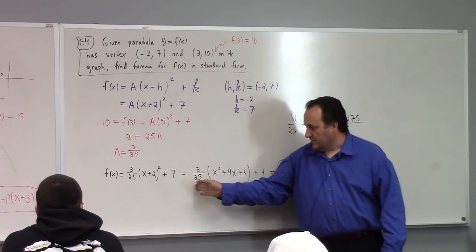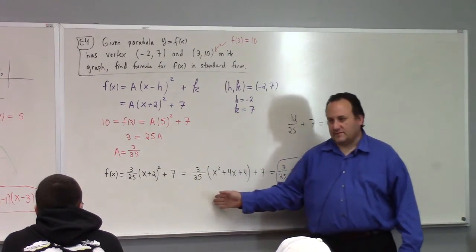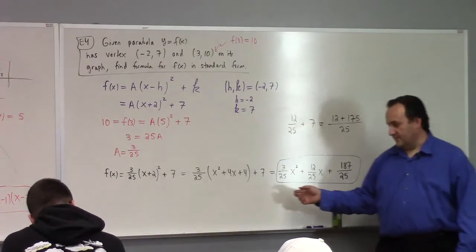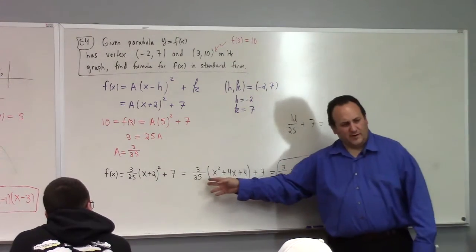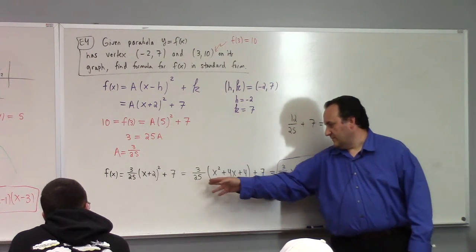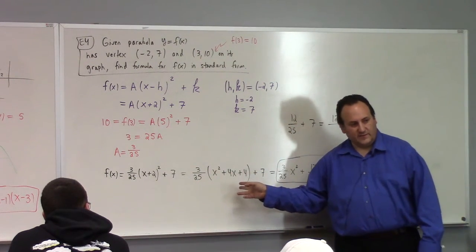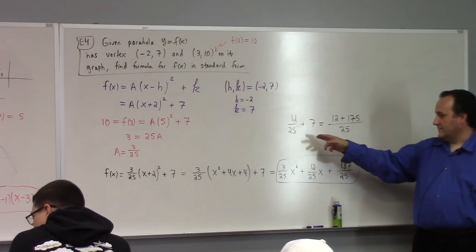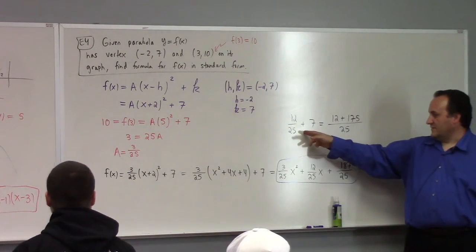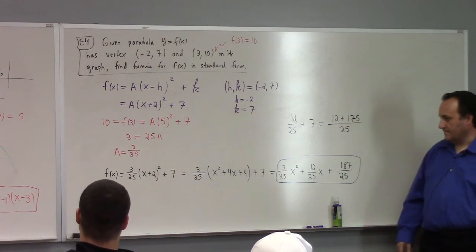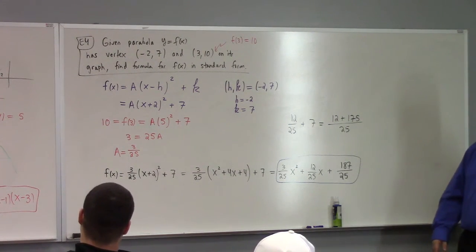And then I distribute the 3/25. 3/25 times x squared is just 3/25 x squared. 3/25 times 4 is 12/25. And then the last one's more complicated because 3/25 times 4 is 12/25, but I got to add 7. When I convert that to 25ths, I get 175. So it's 7 times 25 is the 175? Yes. Okay. What was the question?